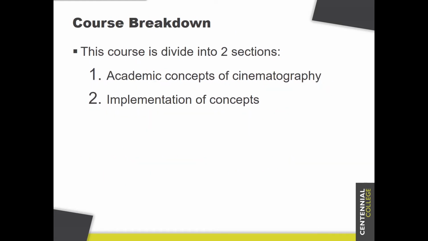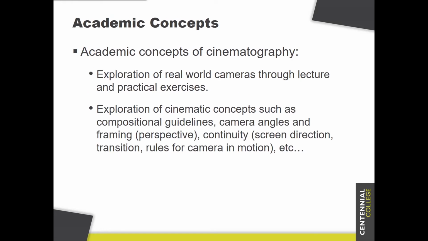All right, guys. So the course itself is broken into two different sections. The first section is going to be academic concepts of cinematography. We are going to be taking an academic view, so you've got the academic lexicon that you can rely on. You'll be able to understand what we're talking about and then apply those principles in the second half of this course. We're going to be doing implementation of concepts within the game engine Unity. So in the first half of this course, like I said, it's strictly academic concepts. And we'll be exploring these academic concepts through a real world camera.